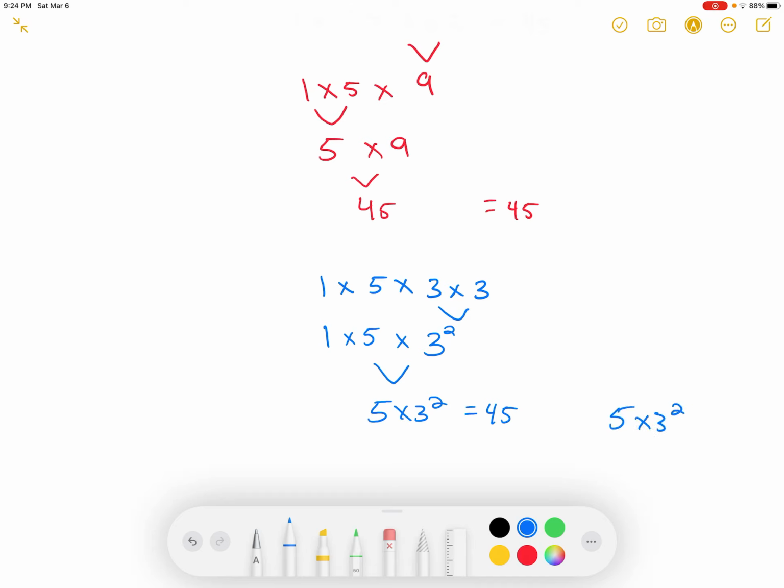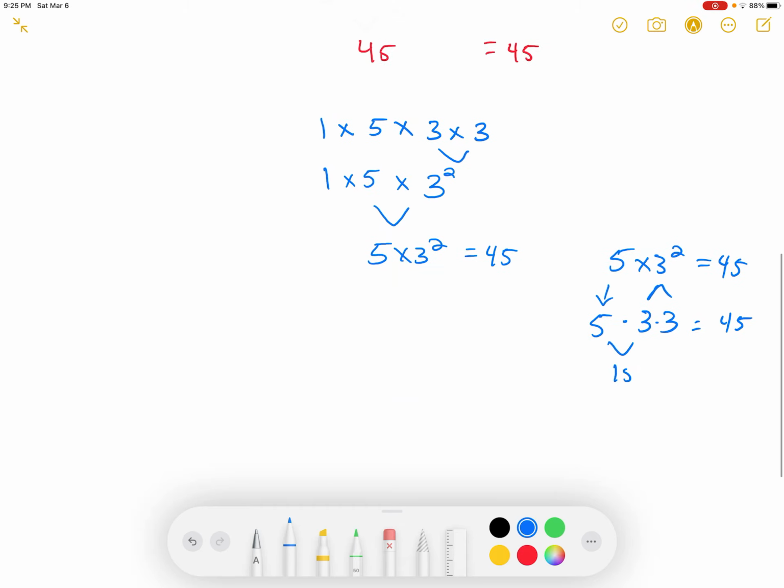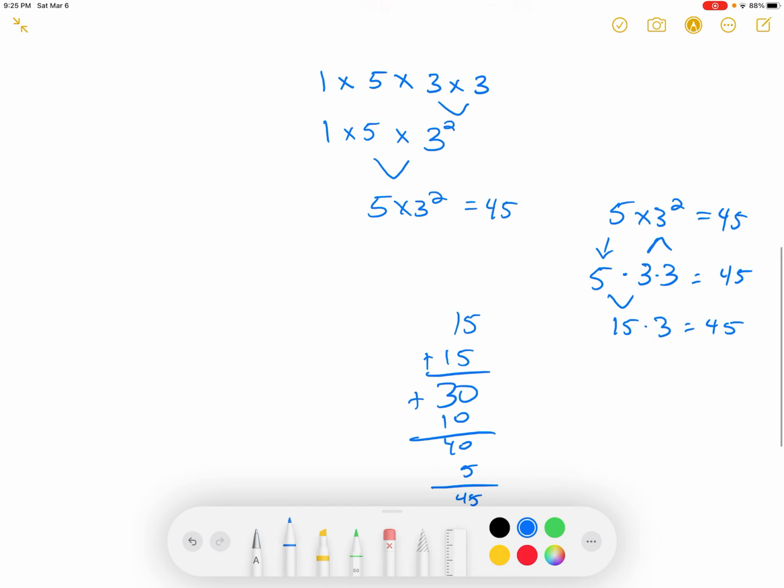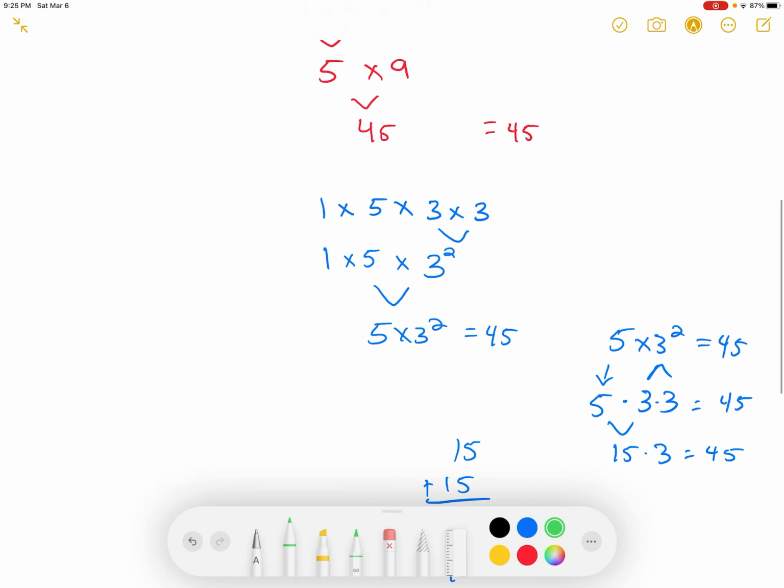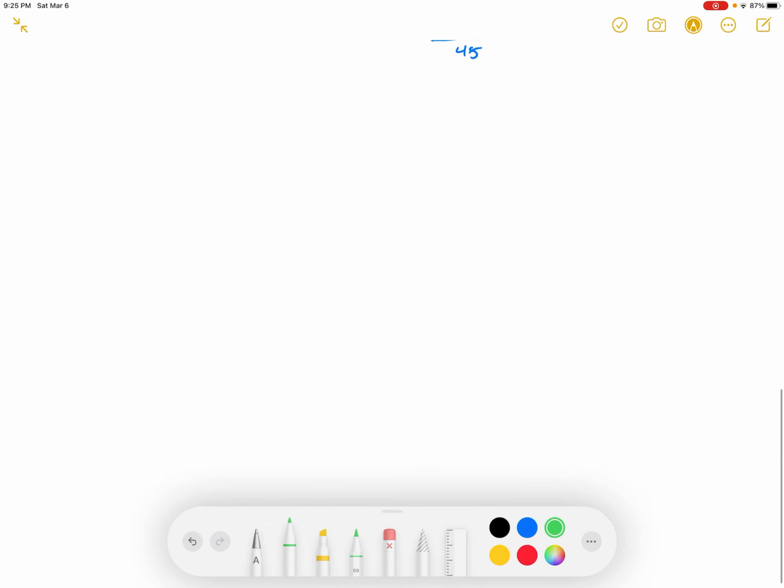And let's test it. 5 times 3 squared, should it be 45? 3 squared is 3 times 3. Drop the 5. Let's test it. 5 times 3 is 15. 15 times 3, yep, it's 45, because 15 plus 15 is 30. Plus another 10 would give us 40, plus the last 5 would give us 45. So our prime factorization can be written out 5 times 3 times 3, or 5 times 3 squared.